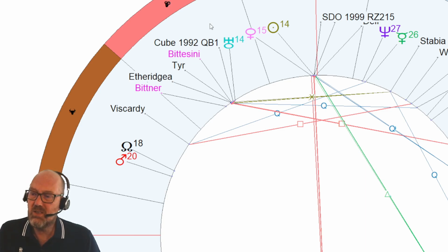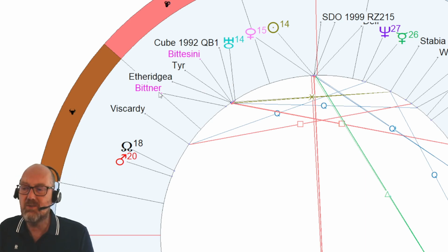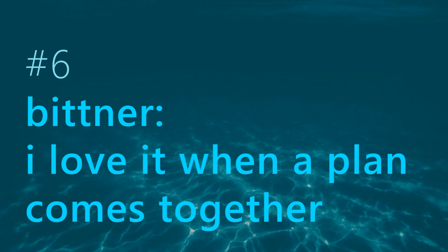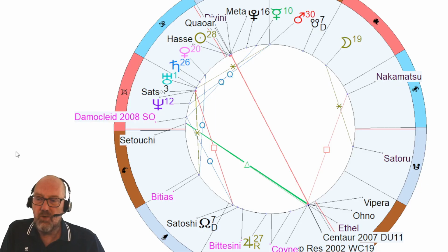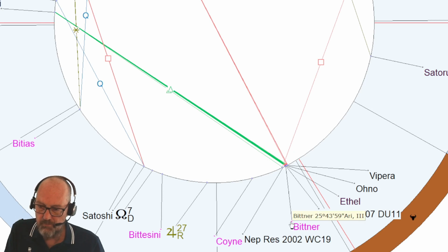And what you see is that Bittesini is the central Bitcoin asteroid here. You could also say that it is in its meaning close to the meaning of Bittner, meaning I love it when a plan comes together. There is definitely something of that here as well, but just wanted to show you the chart. What you're looking at is the final discovery chart. It is for Bittner, a bit difficult to spot, but here it is, Bittner.